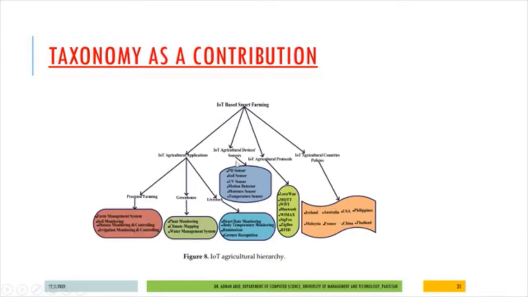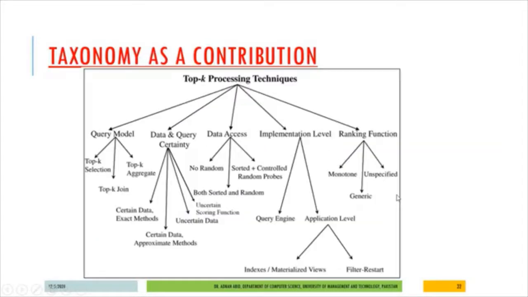For IoT agriculture devices, we do not have any next level of detail, right? And for IoT agriculture protocols, these are the wireless protocols which are being used by the sensors and devices in these settings. The articles which we have discussed or considered are using these types of protocols. And for the policies, which countries have devised policies, and what are the major points of those policies. This is yet another example of the taxonomy.